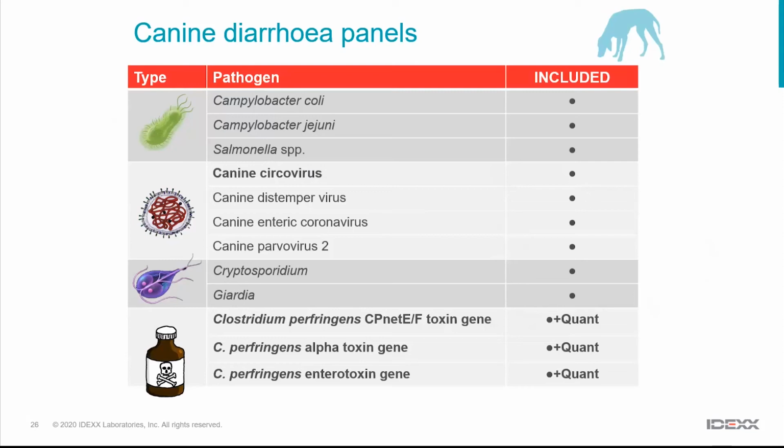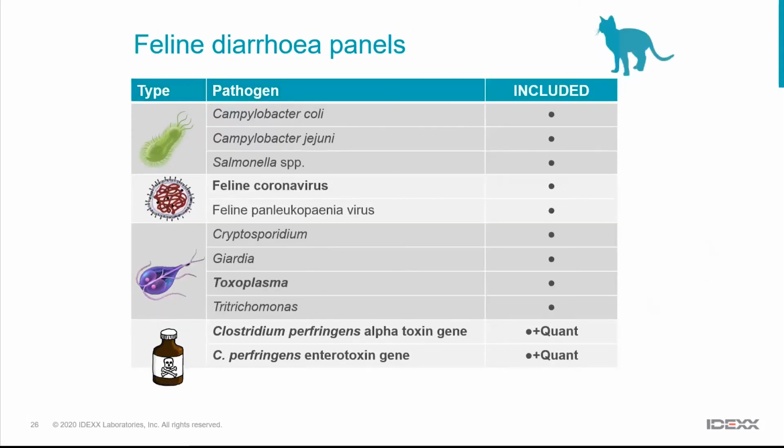Probably what's more likely happening is it's a reflector of underlying gut disease, and that's why the clostridial numbers have increased with that. If we look at what we do with cats, we're looking for the same bacterial species, looking for coronavirus and panleukopenia with the viral things. A few more protozoa, so we're looking for the Cryptosporidium and Giardia as we do in dogs, but also Toxoplasma and Tritrichomonas, which is going to be seen in fairly specific circumstances. We're not looking for the net EF clostridial toxin, just the alpha toxin and the enterotoxin with that.